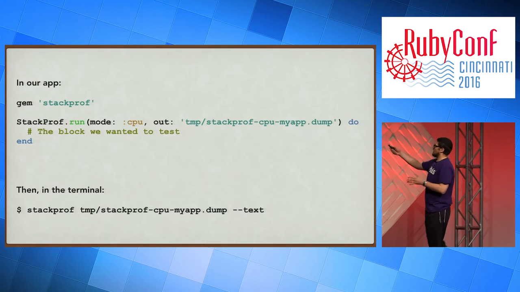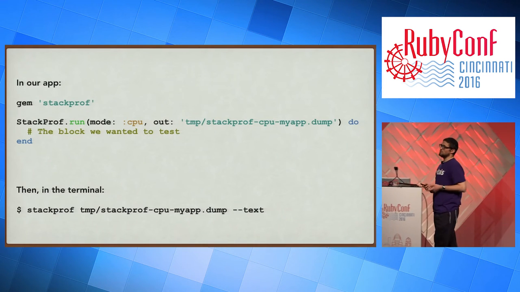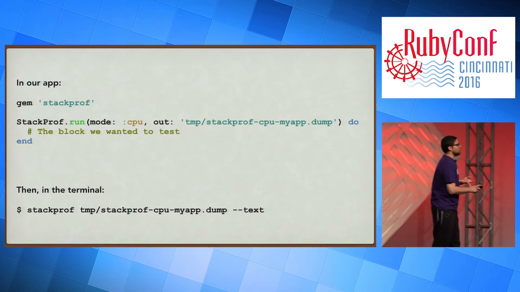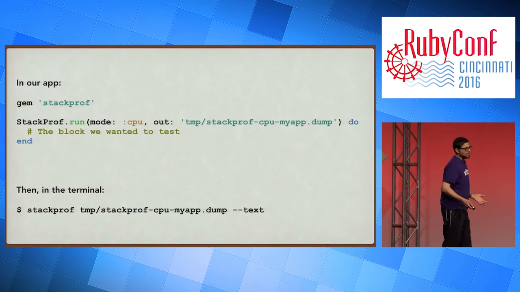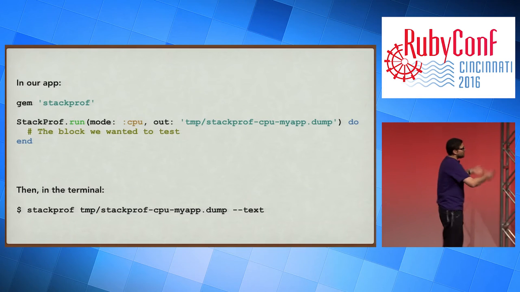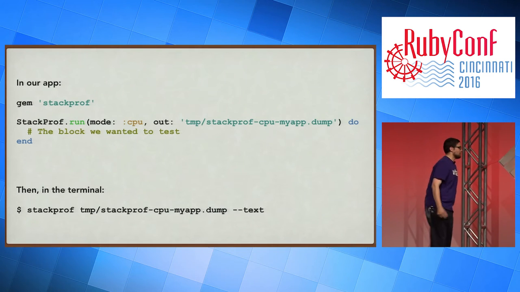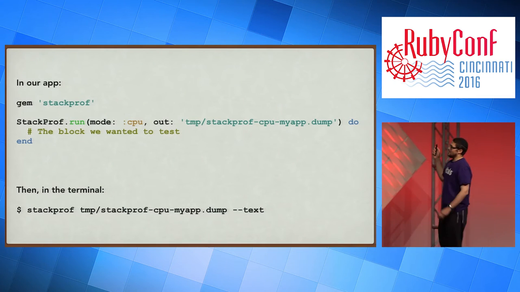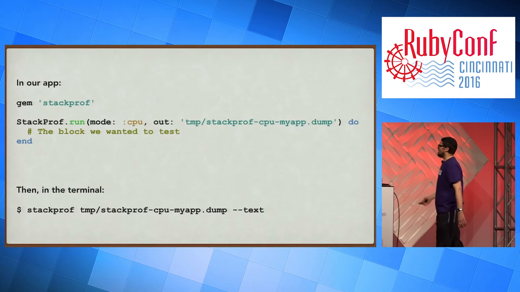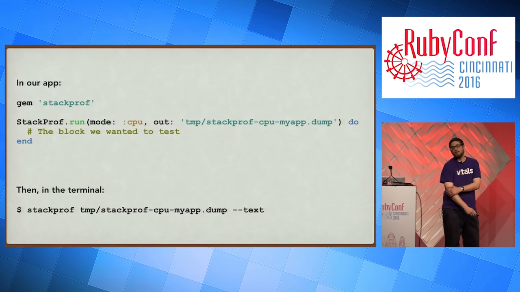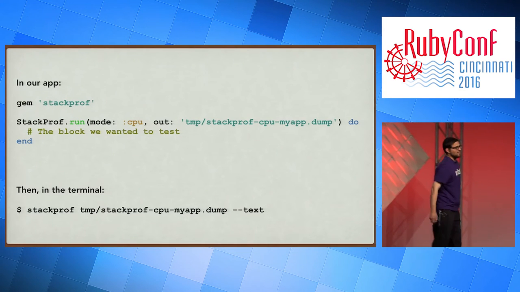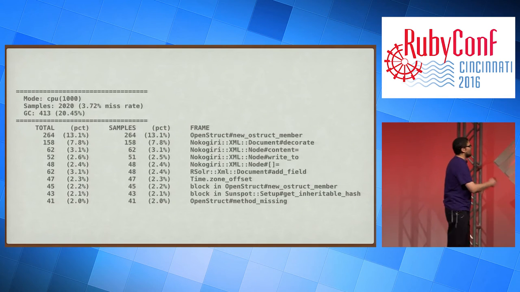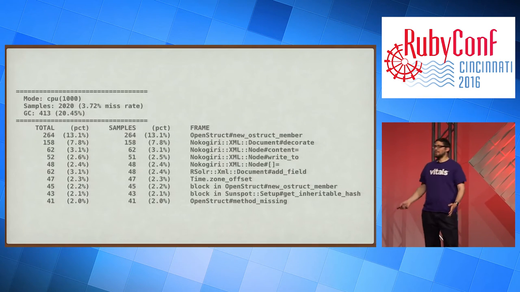What you do is you call the run method on StackProf. You give it a mode, which will be either CPU if you want to test how long things take, or object if you want to check object allocations, if you have memory issues. Then you just give it an out file, a place to dump the information, and then you just run the block that you want to profile. So that's all it takes. Then you have that file, which you can't really read, but if you use a StackProf command line executable, just give it the name of the file and call dash dash text. Boom, you have all this information about what's going on in your app and what's taking the most time.